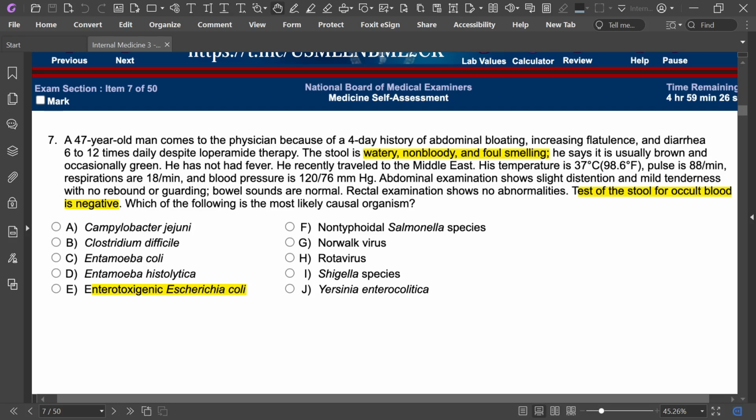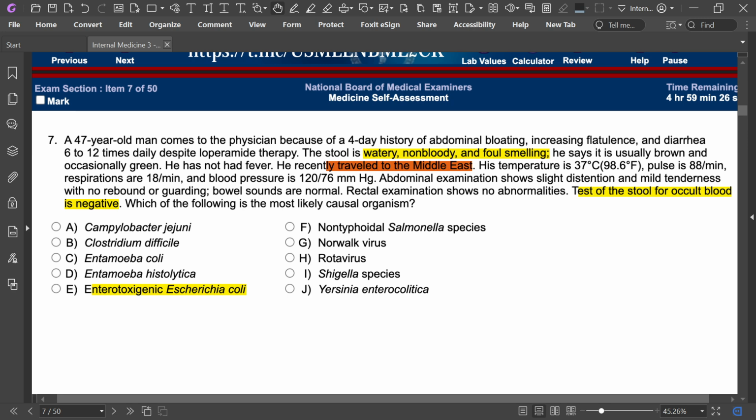Okay, look at this question. Here's some sort of traveling history. Watery, non-bloody diarrhea, but foul smelling. This makes you confused, but as there is a traveling history, go straight and simple.